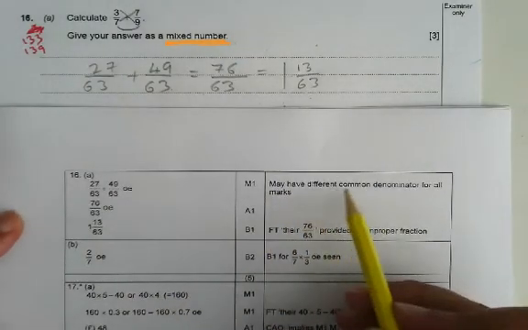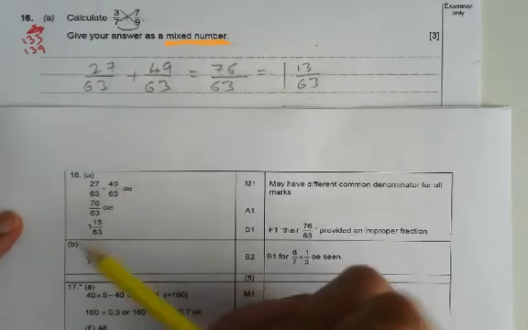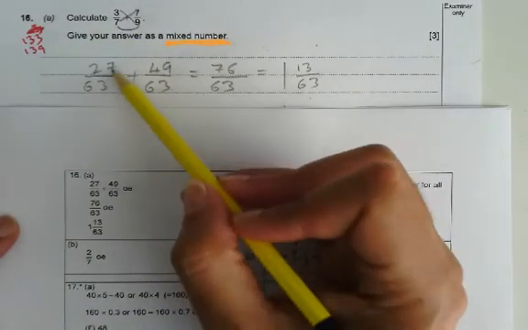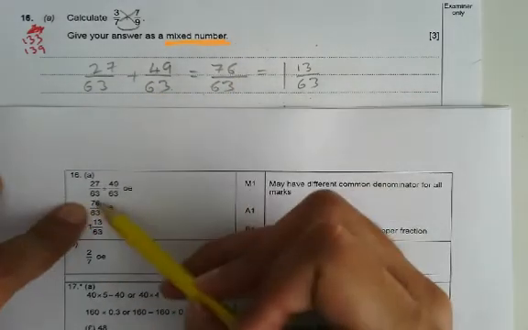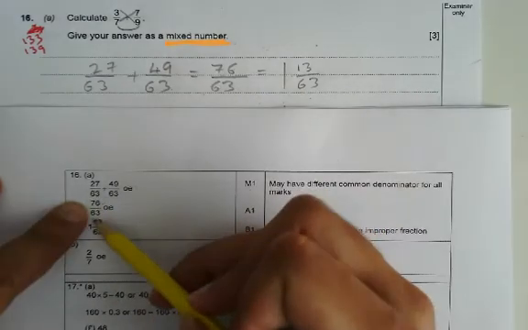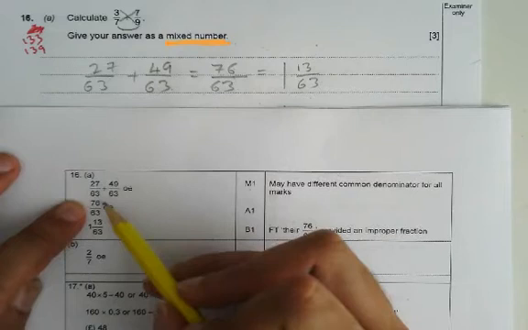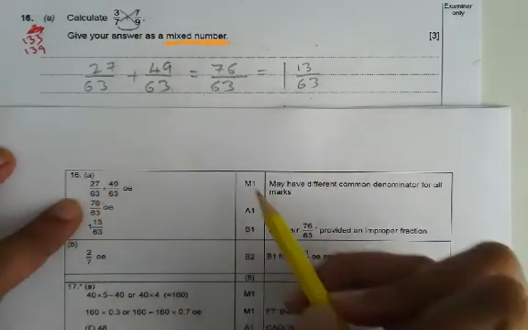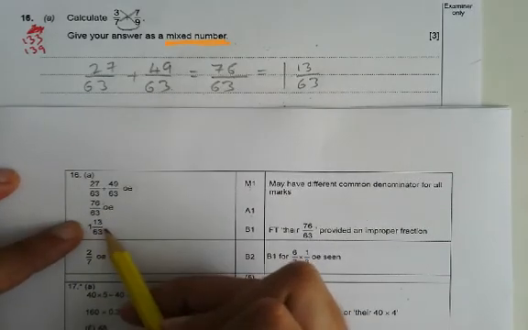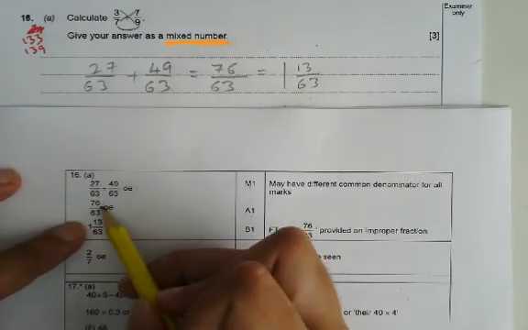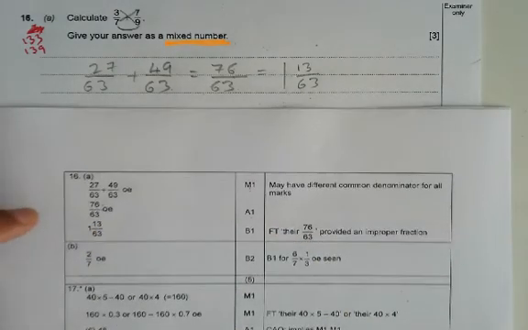So for A, M1 may have a different common denominator for all marks, but basically as long as you are turning these things, remember OE means or equivalent, into equivalent fractions with the same denominator, you will get a method mark. You will then get an accuracy mark for knowing to add the top numbers together to get that 76 over 63. Again, or equivalent. You could shove zeros in all of these and it'd be the equivalent fraction. So as long as you are cross multiplying and adding them together, you get that mark and that mark. The B mark is for then turning that into this mixed number. That's an improper or top heavy fraction because the top number is bigger than the bottom number. You can always turn that into a mixed number like that.